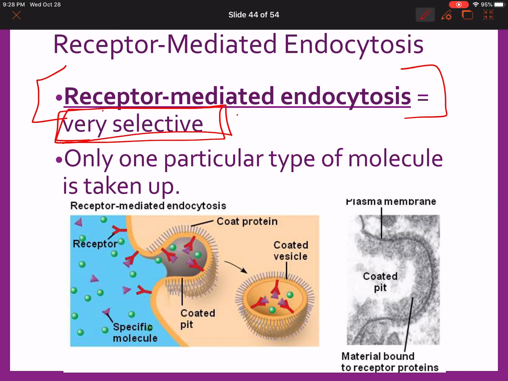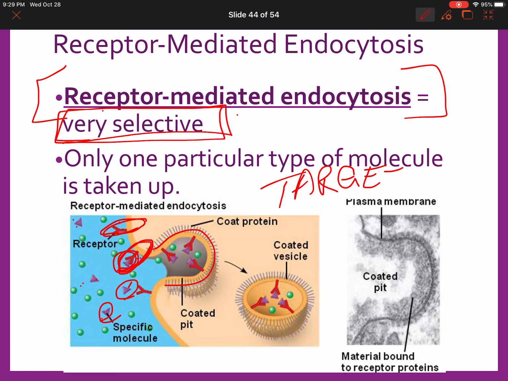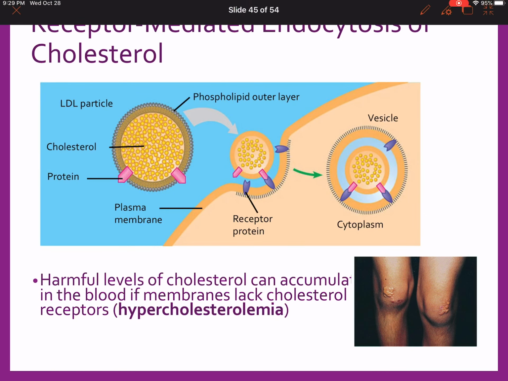Here, we use these receptors. That's the red things. The receptors are specific. They bind to one specific particle. So this cell wants purple triangles, and it has these proteins seeking out purple triangles. When they've bound to enough purple triangles, it takes in the vesicle. So it is targeted for one specific thing. And here you can see it's gathered up a lot of whatever it is and taken it in.